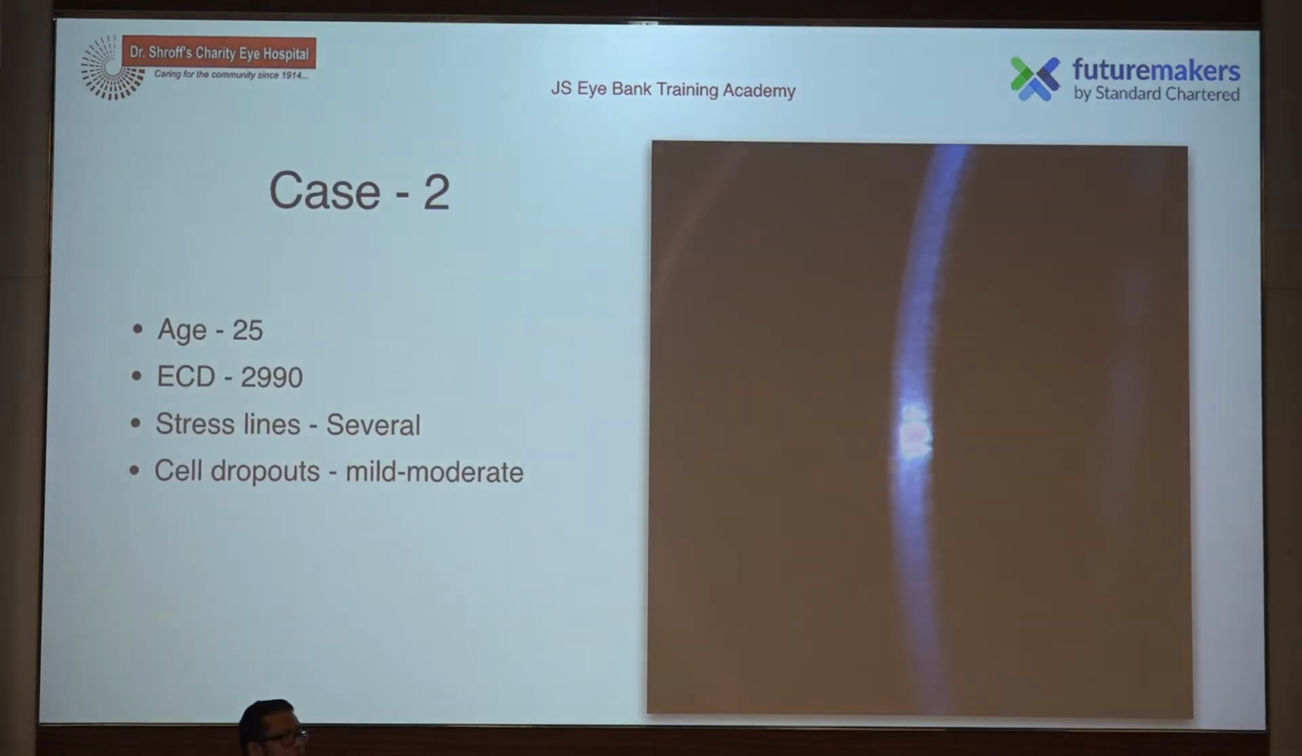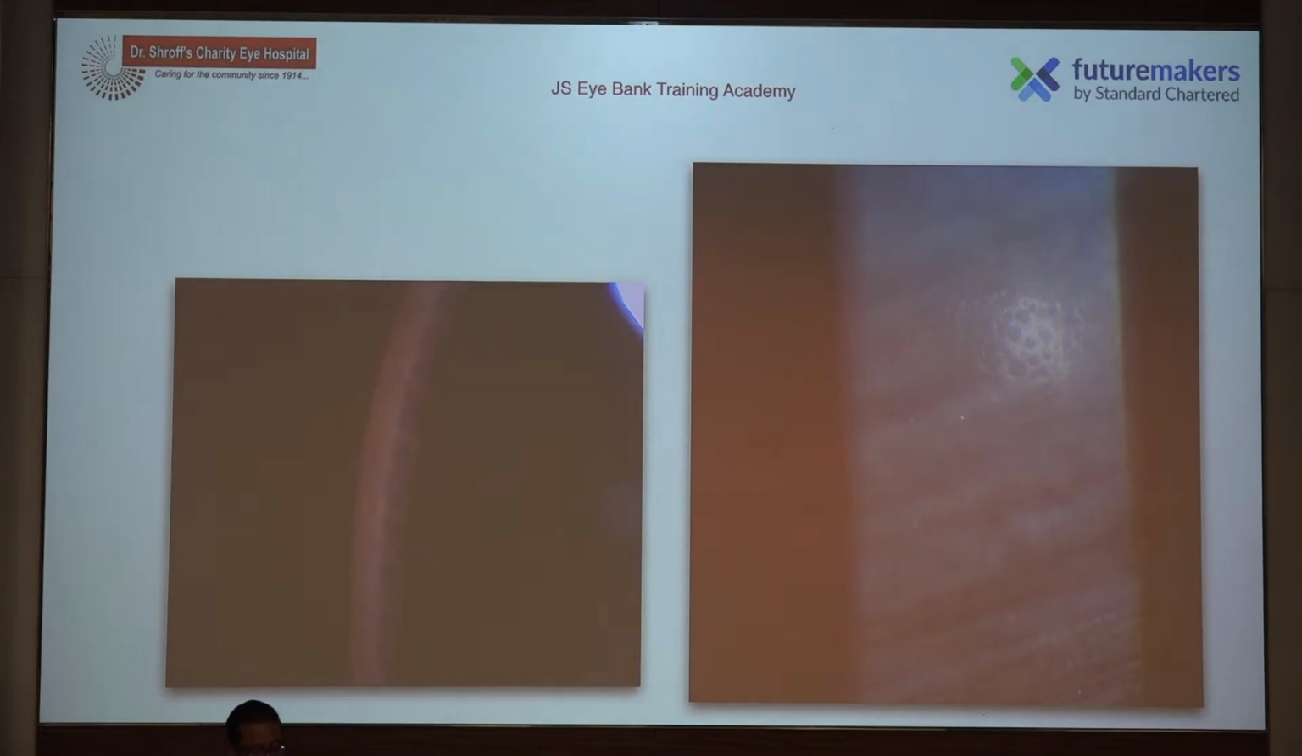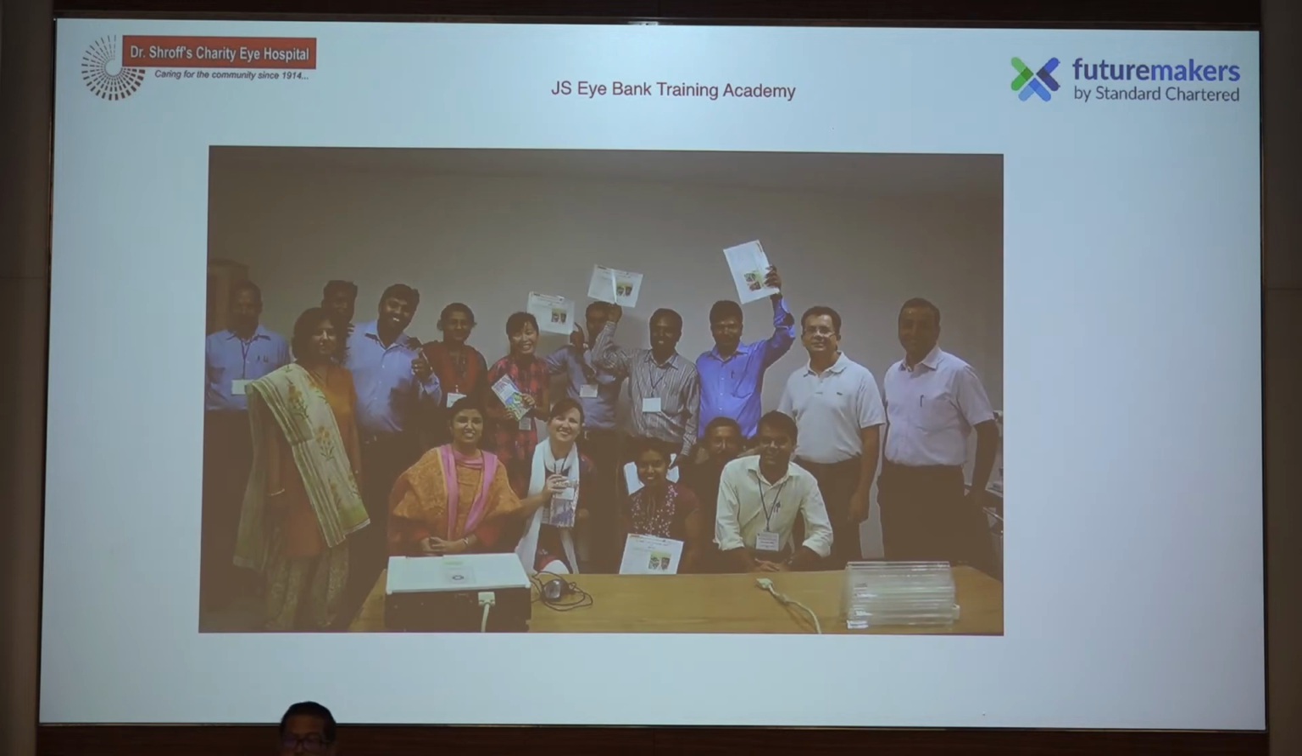This was another case, 25 years, with several stress lines and mild to moderate cell dropouts. Again, this tissue was graded as therapeutic by most of the evaluators who were there. Sometimes as a surgeon, I would jump on this tissue when it comes to therapeutic. I would always say, send me, because I know it's going to be good. Sometimes when there is scarcity, and this is pre-COVID when you had the luxury. After that, I think we've become a little more lenient, and I said, no, I'm not going to go for therapeutic on this. We would better go in for that.